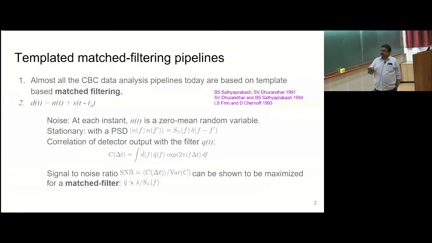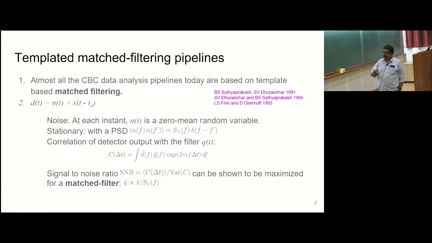And you define a correlator of this detector output, in the frequency domain, with some filter Q. You can show that the signal to noise ratio, defined using the mean and the variance of this correlator, is maximized for a matched filter where Q has this very specific form: the signal divided by the noise power spectral density, so this is the whitened signal, in our parlance. If you look at this object, it is nothing but the dot product of these two as you advance this object in time.